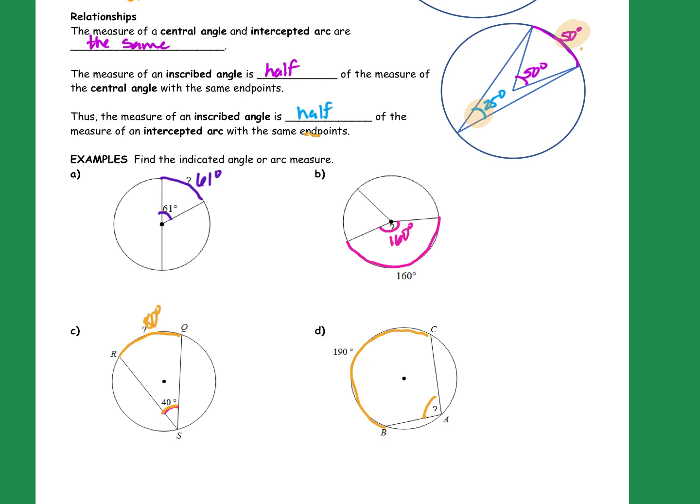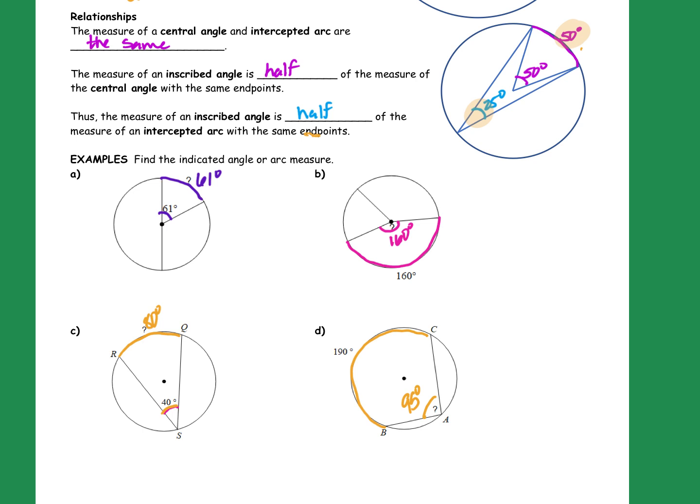So now what am I gonna do to get my angle? 95. Beautiful. 95. And that's most of your homework, by the way. They're going to give you an arc length and have you either find the central angle or the inscribed angle. Okay? That's most of the homework.